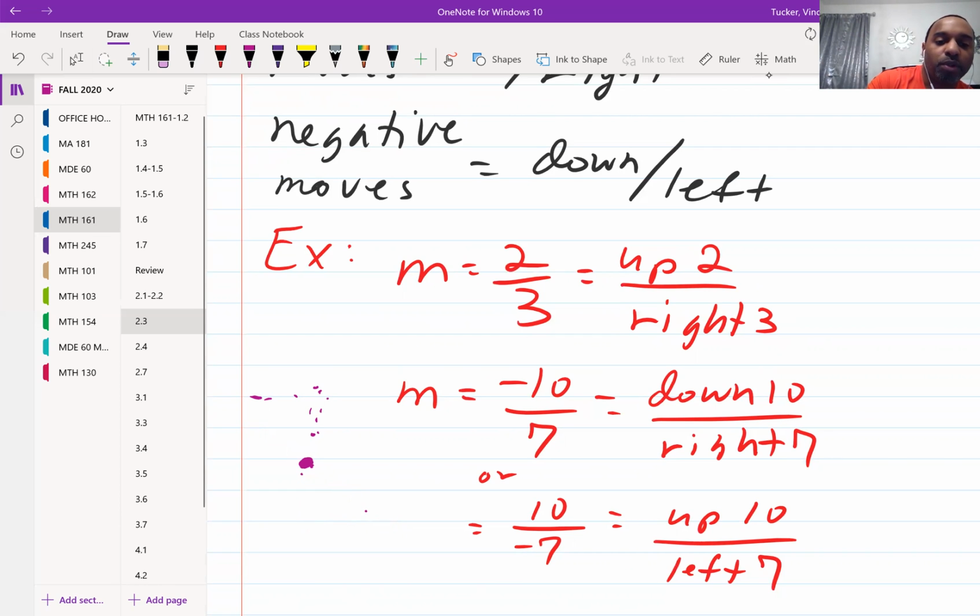So if I have this point and I go down 10 and right 7, it'll put me here. But then if I go up 10, left 7, it'll put me up here, which is still the same line. So I just have to make sure I do things correctly. I will still get the same line. Yeah, and that'll be all right.